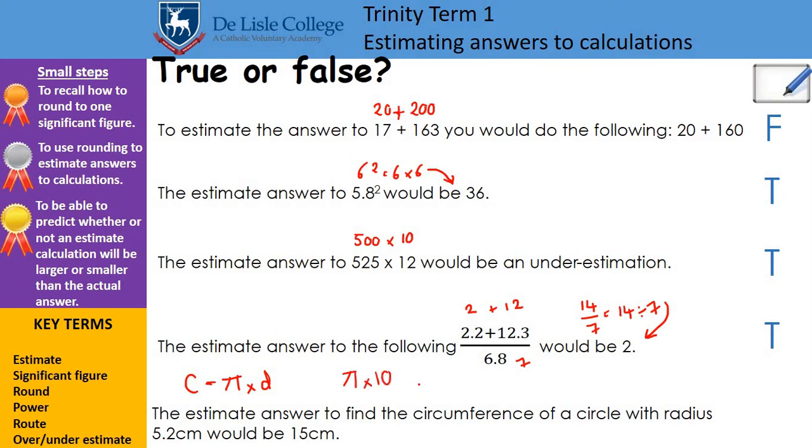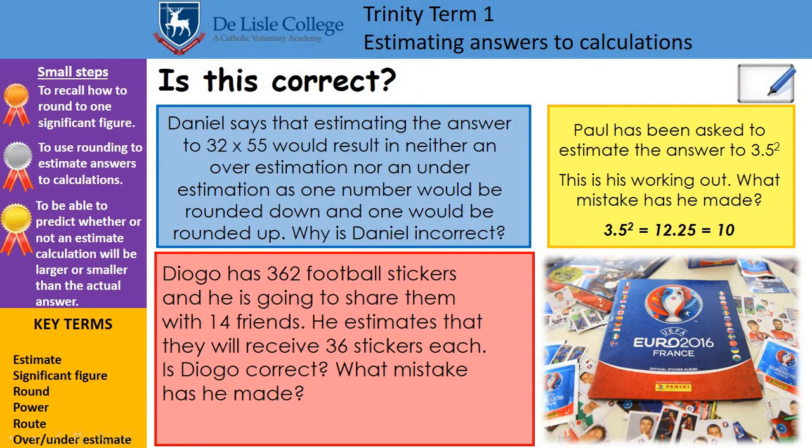Pi is 3.14, so you're actually doing 3 times 10, which is 30. So it's actually false. I think it's going to say true, but it's actually false here. Brilliant. Right, here's some practice questions. Have a little look at them. Please pause the video as you work through them, and we'll see what we can do.